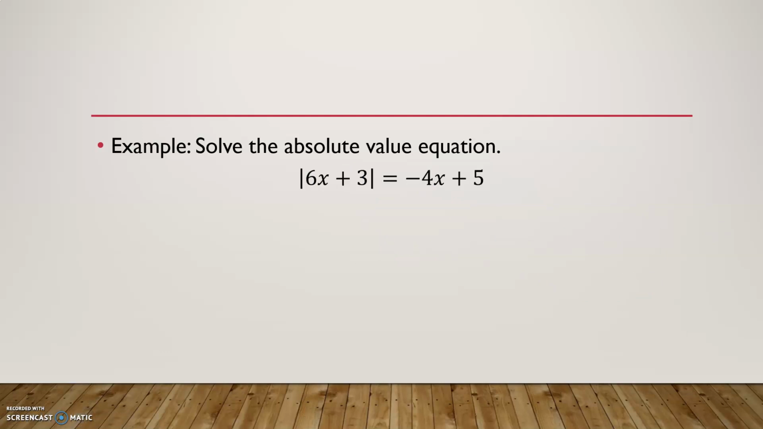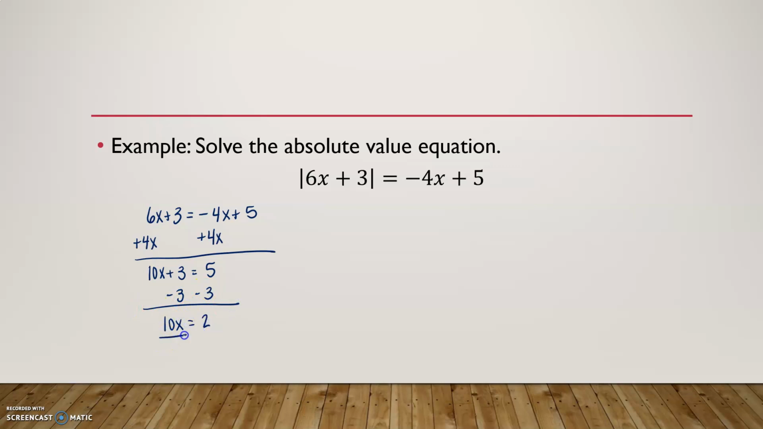All right, so solve the absolute value equation. This one looks a little weird because we have the negative 4x plus 5 over here. But I'm still going to write it twice. My absolute value is isolated. And I'm going to get 6x plus 3 equal to negative 4x plus 5. Let me just solve that like normal. Add 4x to both sides. 10x plus 3 equals 5. Subtract 3. 10x equals 2. Divide by 10. Be very careful. Don't divide by 2 and say x equals 5. X actually equals 1/5.